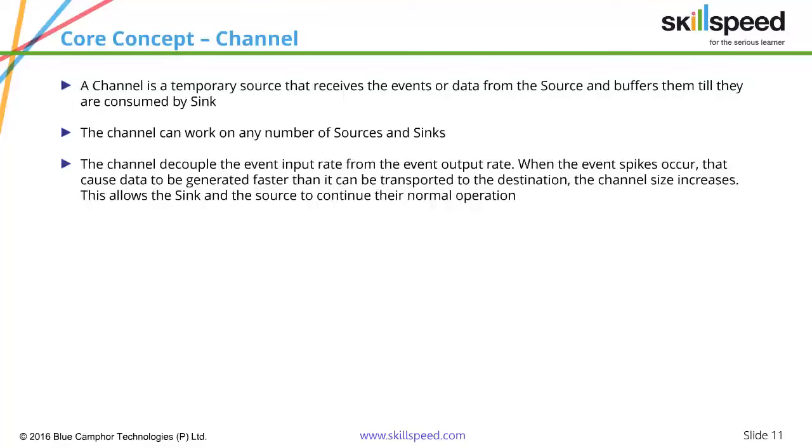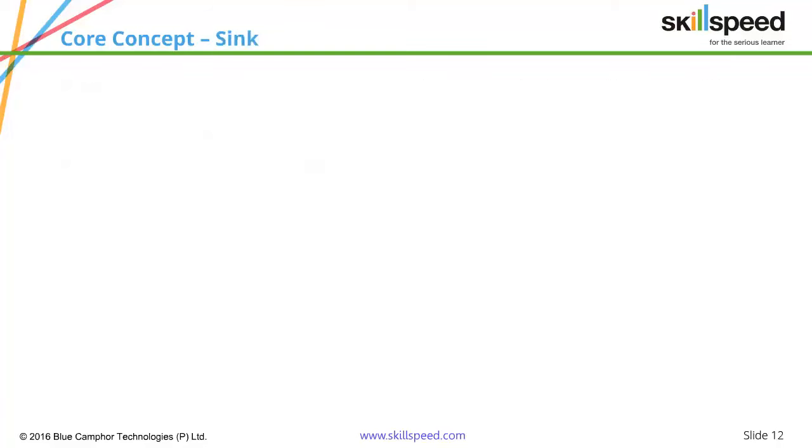The channel decouples the event input rate from the event output rate. When event spikes occur that cause data to be generated faster than it can be transported to the destination, the channel size increases. So usually when you configure a Flume agent, you can mention the channel size. So in case of an event spike, more and more events will be consumed by the source, which can be buffered into the channel until the sink is ready to consume the same.